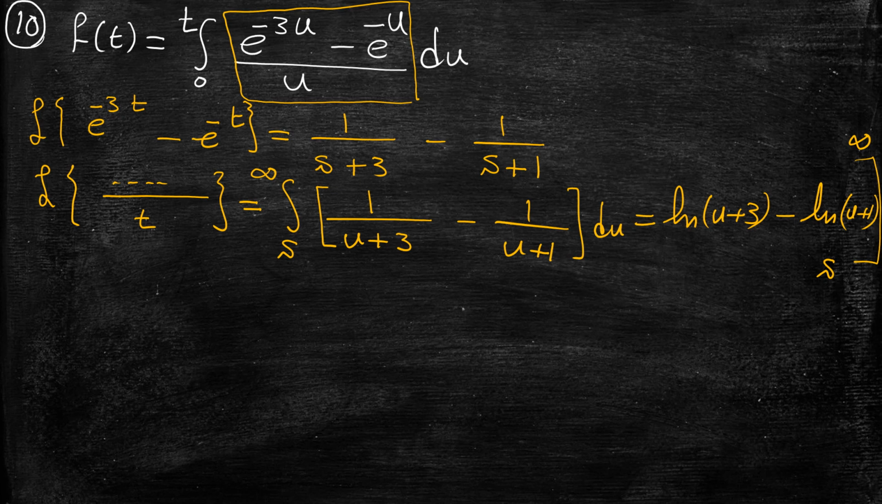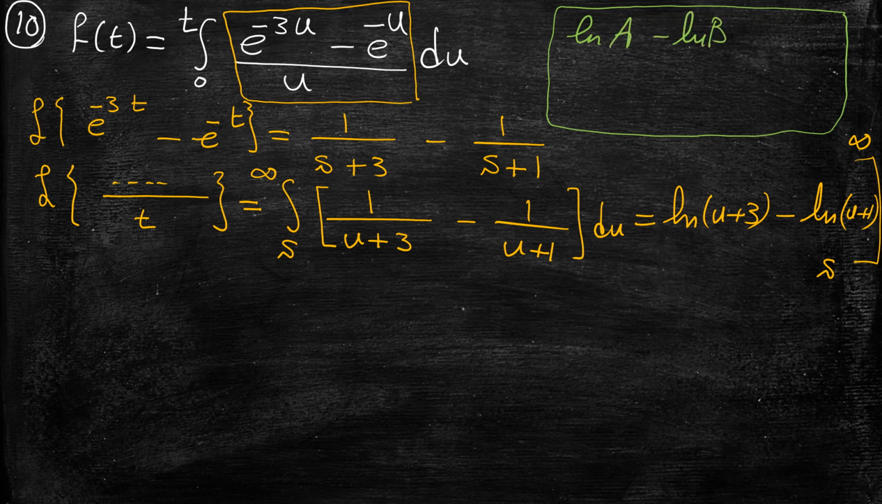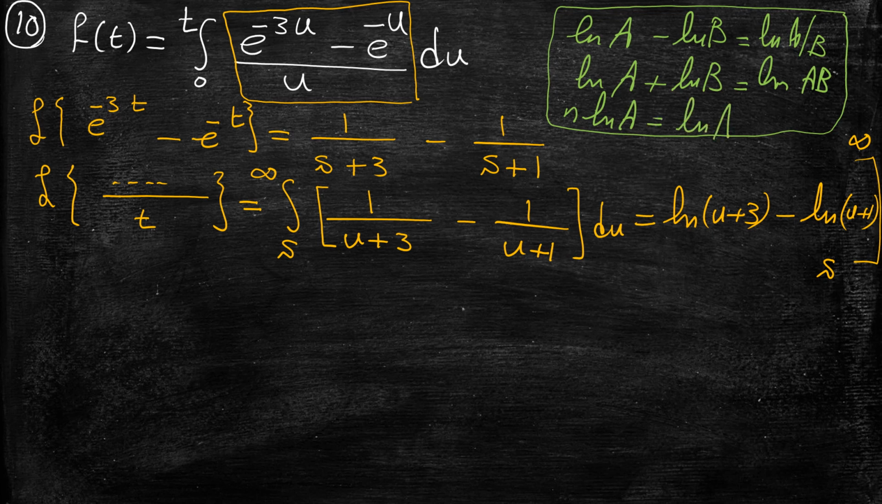One of the things that will make this solution very simple and straightforward is if we have ln A minus ln B, or ln A plus ln B: this can be simplified as ln A divided by B, and the sum can be simplified by the product, ln AB. And for sure, if we have n ln A, it's nothing but ln A power n. And also we have the value of ln 1 equal to 0. Just remember these things.